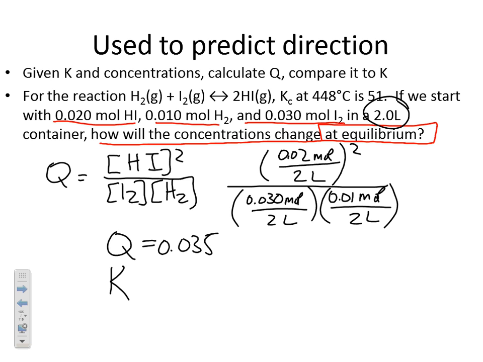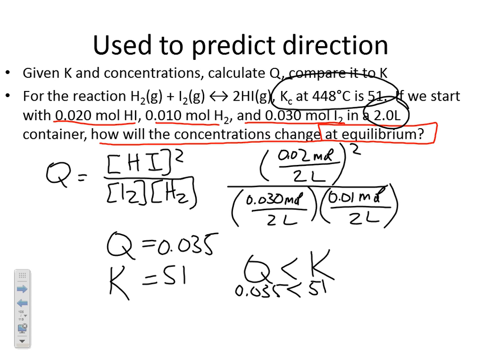In this reaction, it told us the K value. It says right here, Kc at 448 degrees Celsius is 51. So K is 51. So Q is substantially less than K, right? 0.035 is significantly less than 51. So what does that mean about this reaction? Well, if we think about this in terms of the ratio, which I want you to do, Q is less than K, that means that we don't have enough product and we have way too many reactants.